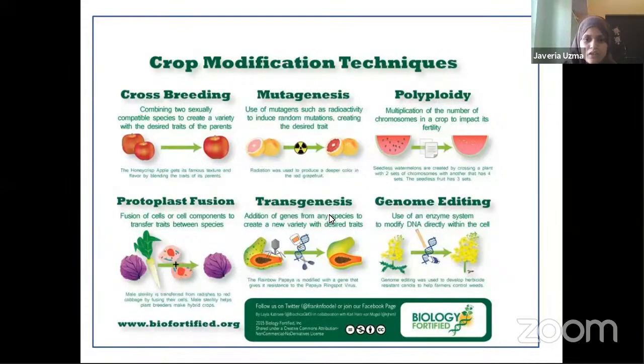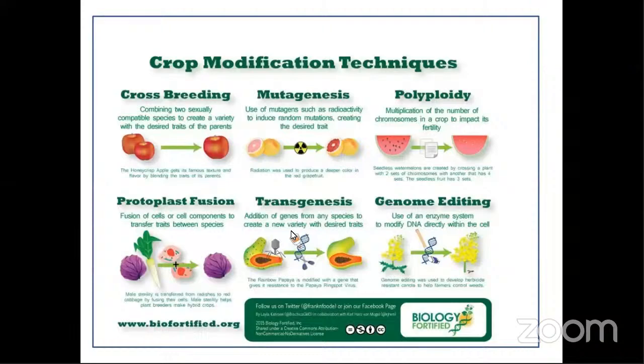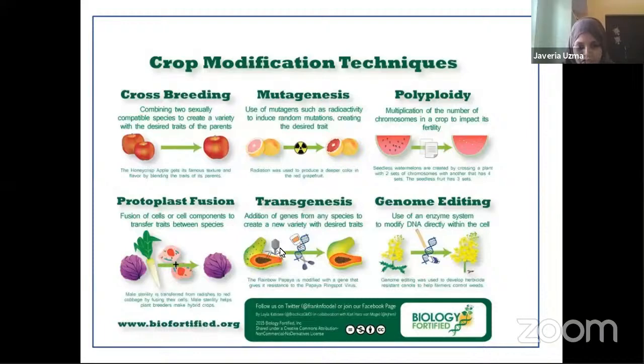Here, because we are using different species to create a new variety, like we are using papaya and a bacteriophage, this is a plant and this is a bacterium, a microorganism. As we are using different species, it is known as transgenesis. Genes are added from different species to create desired traits.